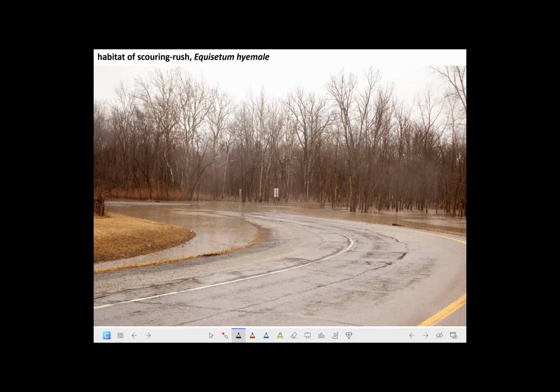So here's a place where one can find Scouring Rush, Equisetum hyemale. And in this particular time, this picture was taken several years ago, whoa, it was all flooded. And the area that the ferns, the special ferns that are called horsetails, grow is actually underwater in this picture. Glub, glub, glub. See this sign here? This is a place one can park, and I'll show you what it looks like today.